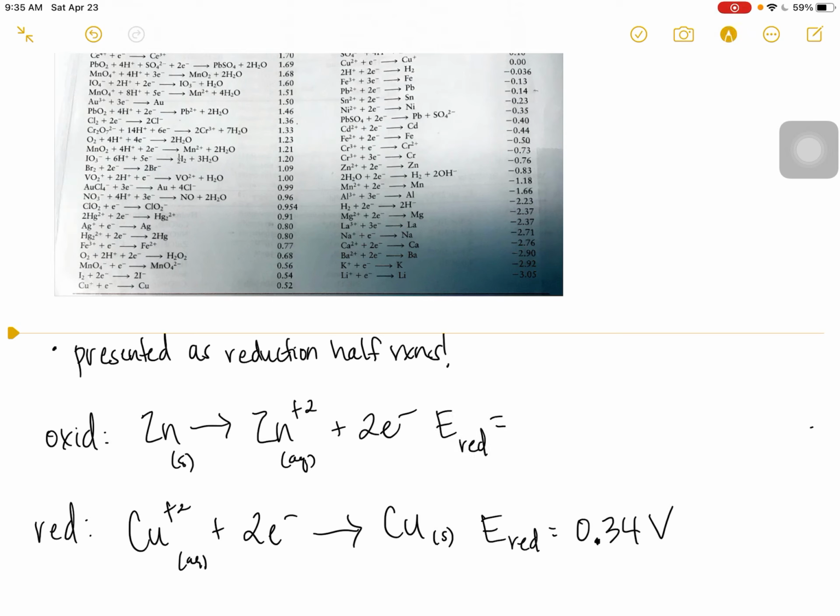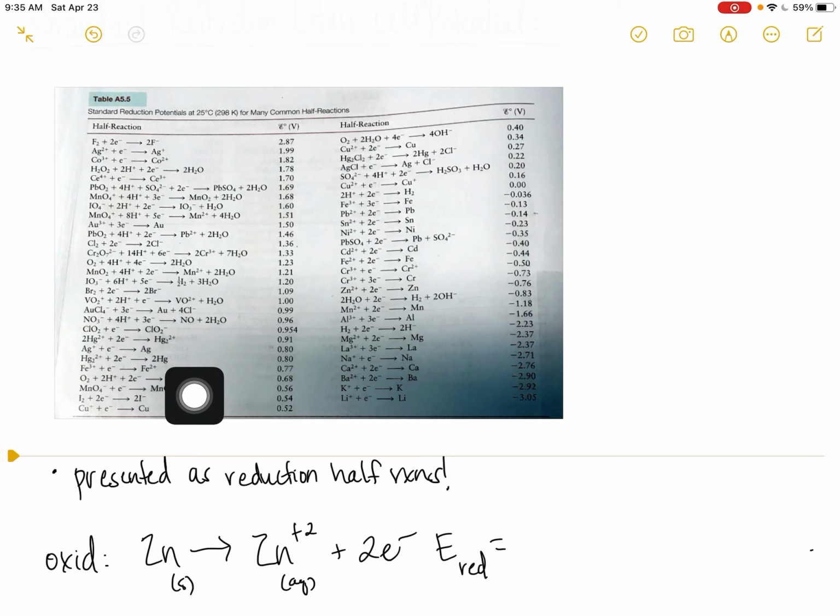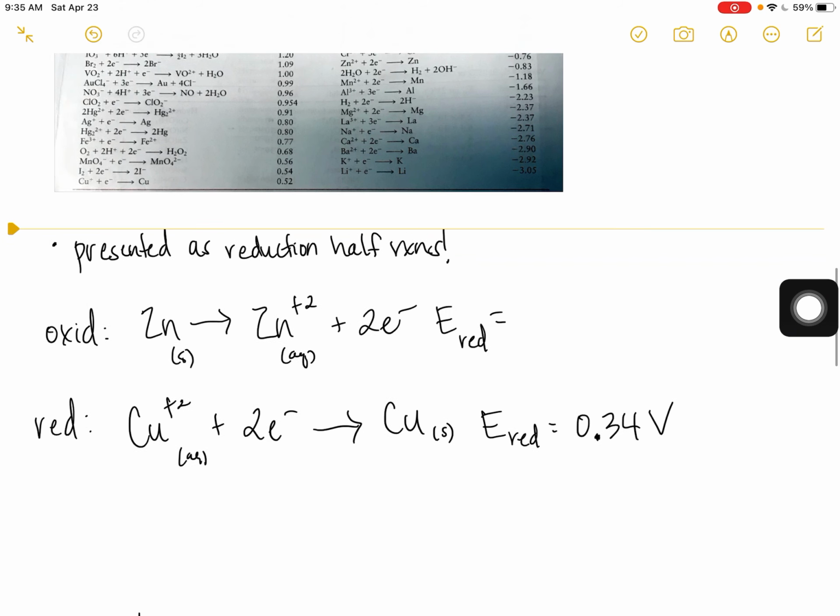Okay, and so now what I can do is, even though, yes, I know I wrote reduction, but even though this reaction is oxidation, I'm going to go to the chart and find this reaction as reduction. So it would be the reverse, right? Zinc plus 2 electrons. So let's find it. Zinc plus 2, there it is. Zinc plus 2 electrons makes zinc, negative 0.76.